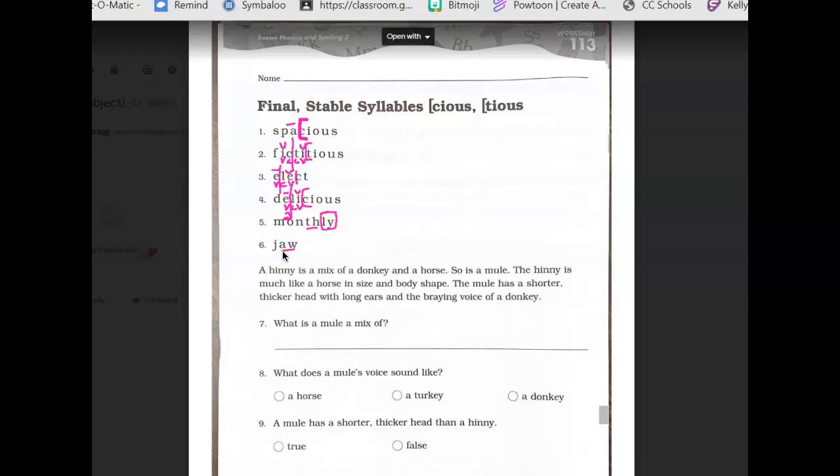Number 7. What is a mule a mix of? So we want to look for, we have mix, but we also have mule. So we're looking, it says, so is a mule. They're asking about the mule, but it says a hinny is a mix of a donkey and a horse. So is a mule. So we're going to say a donkey and a horse.